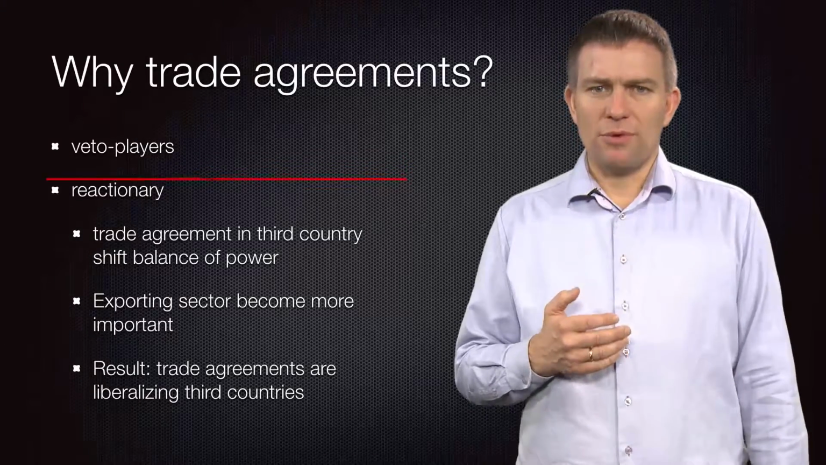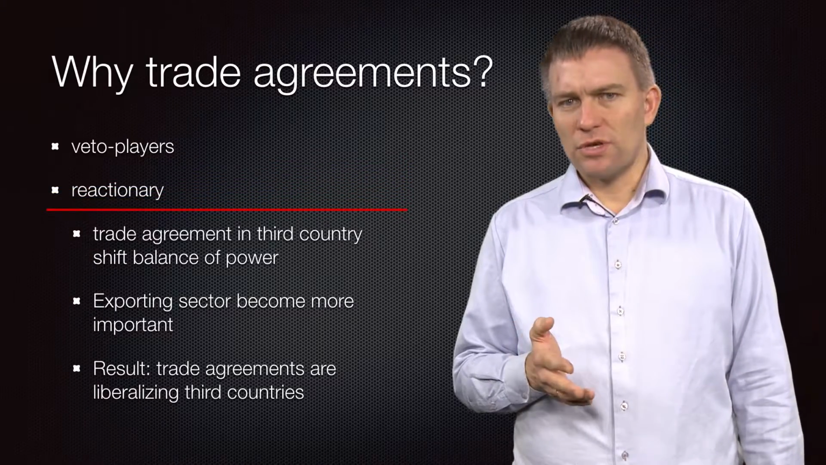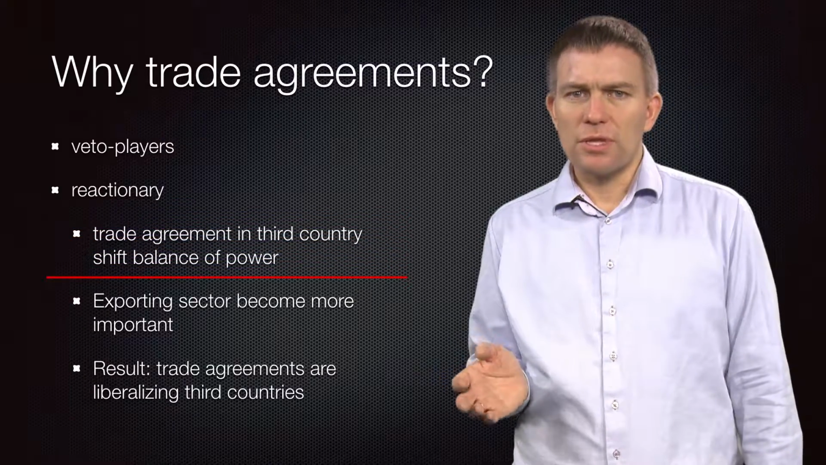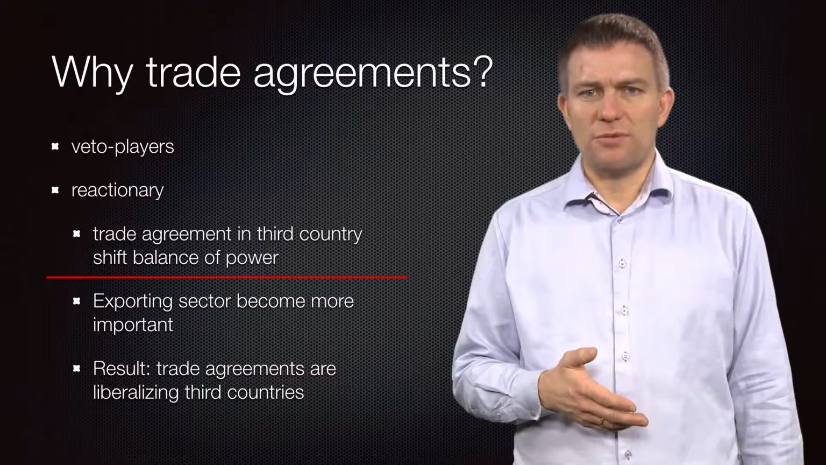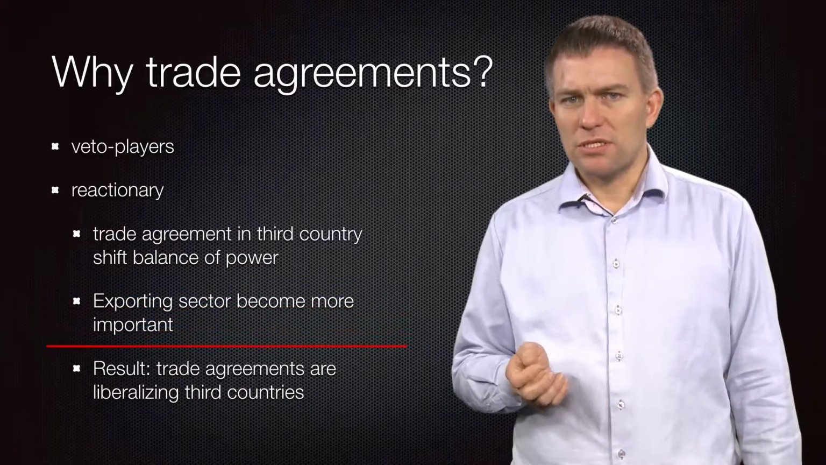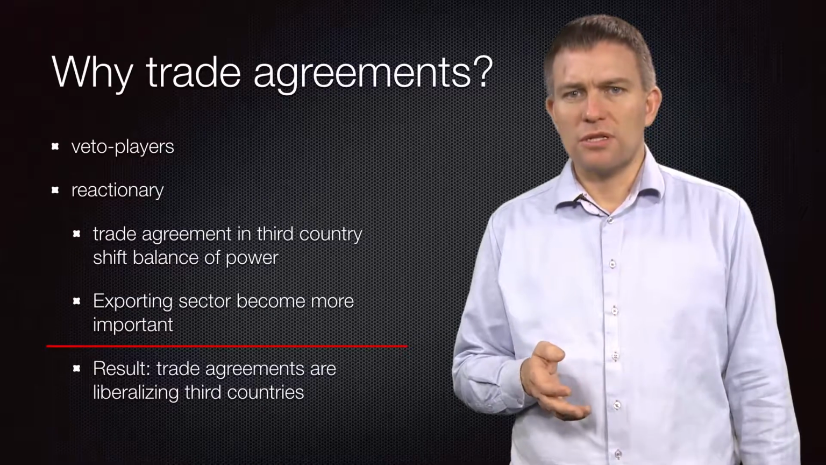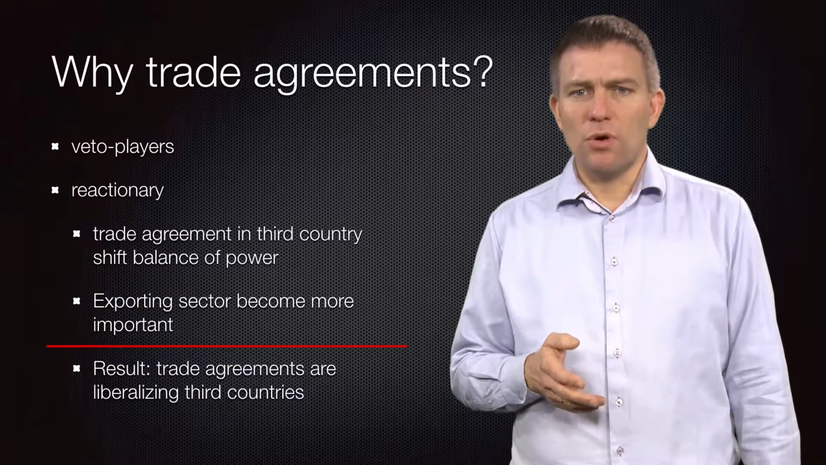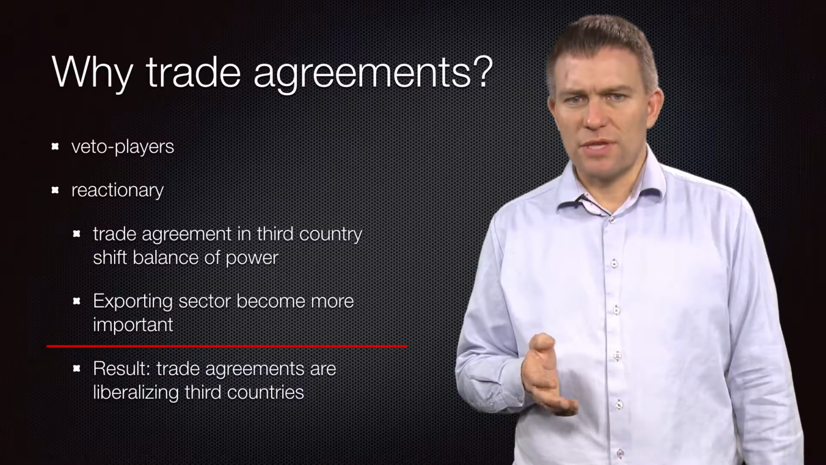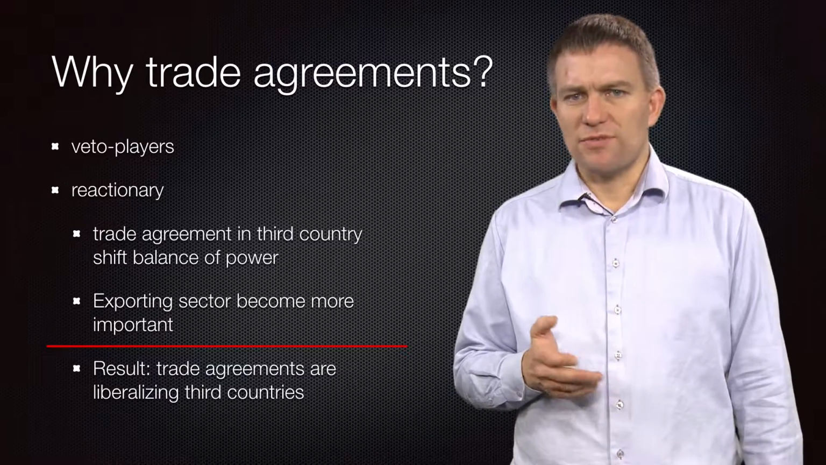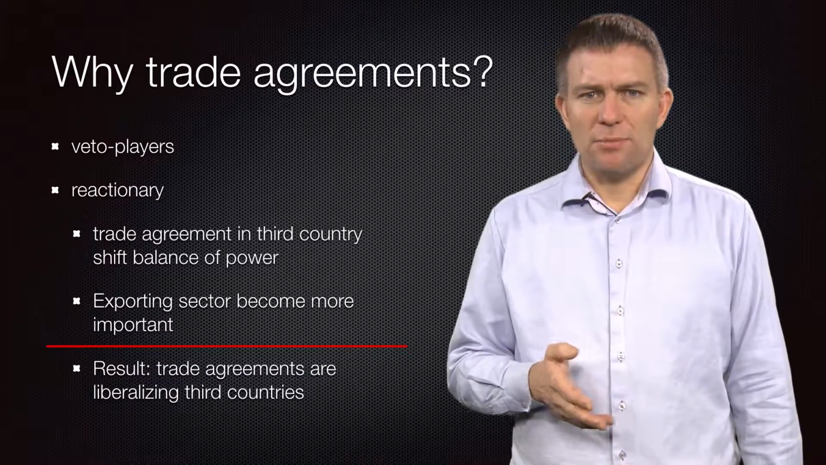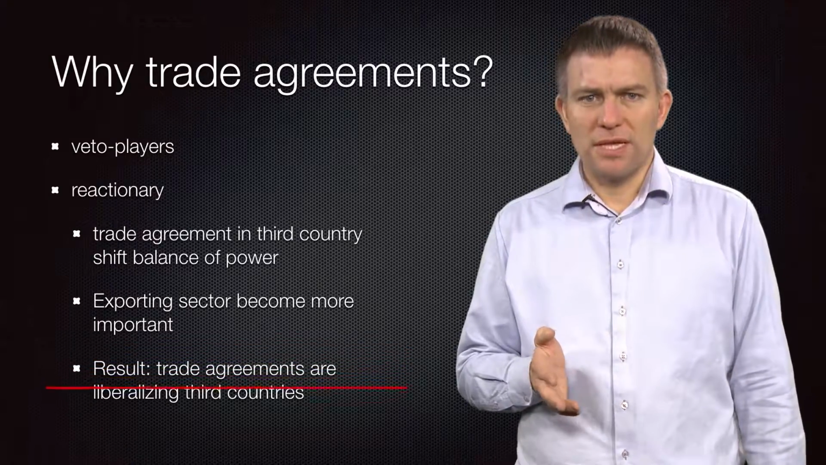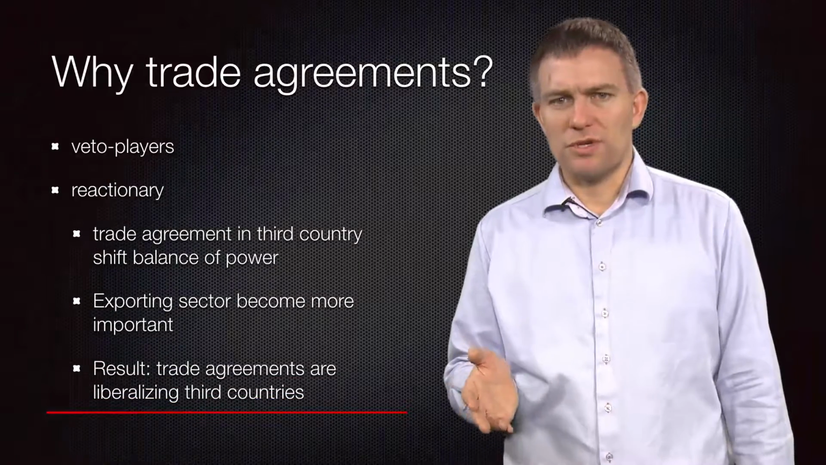It may also be reactionary. Exporting sectors in third countries at risk of losing market shares as a result of a preferential trade agreement may lobby their government to sign a similar treaty. Due to the potential loss to the economy resulting from the original preferential trade agreement, the government might be more inclined to accommodate the wishes of the exporting sector at the expense of other domestic interest groups, such as the import-competing sector, than was the case earlier. Preferential trade agreements may hence have a liberalizing effect on third countries.